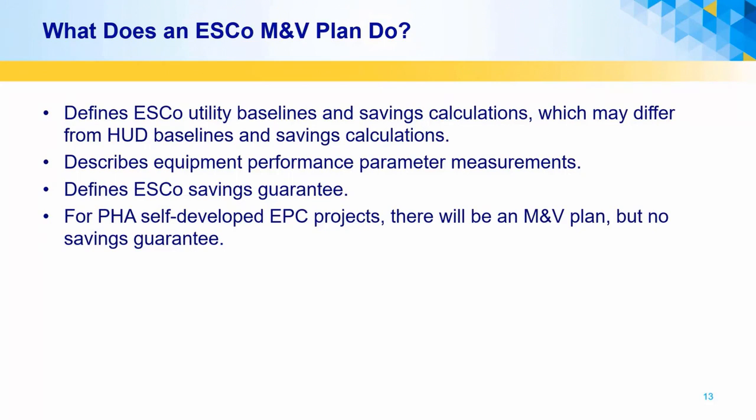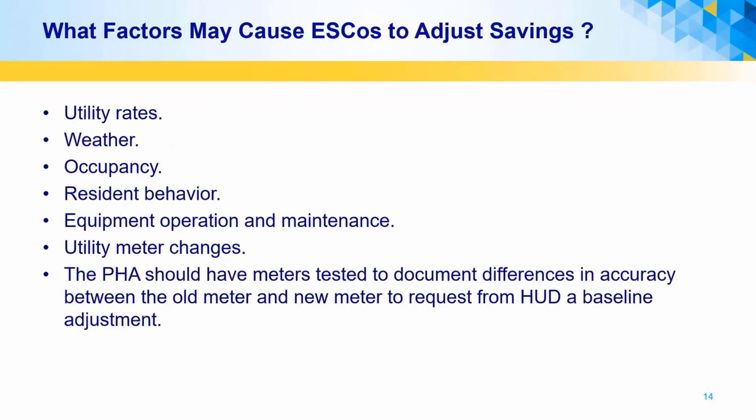From a contractual viewpoint, the most important performance requirement of an ESCo contract is the savings guarantee the ESCo provides to the PHA. This guarantee imposes a financial liability on the ESCo if it fails to meet the savings guarantee. So what factors can cause an ESCo to adjust the savings calculations under its contract with the PHA? Well, one of the most obvious changes is the utility rates.